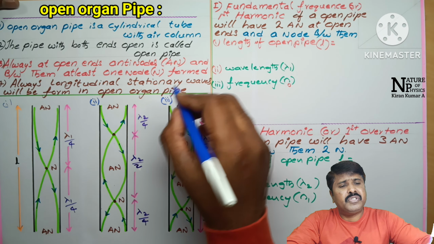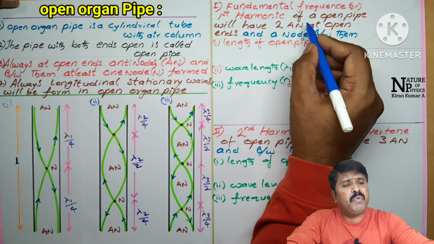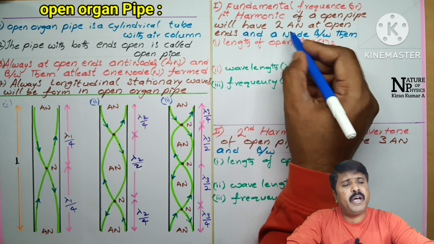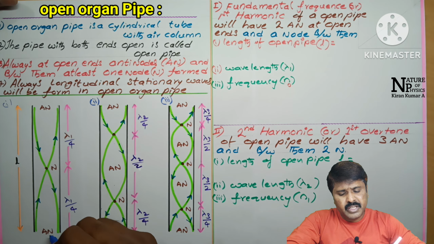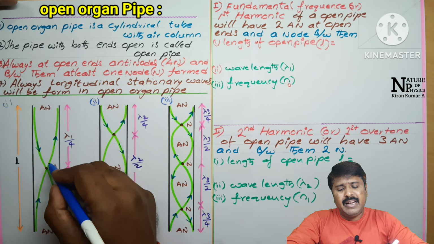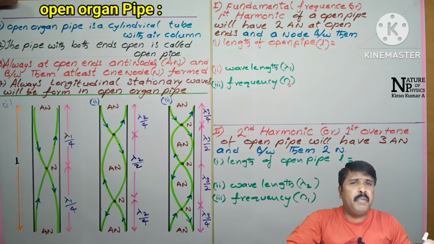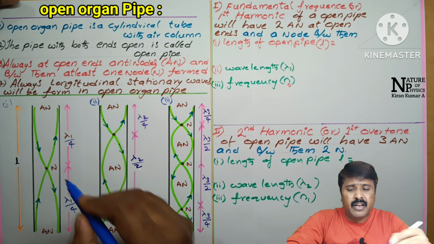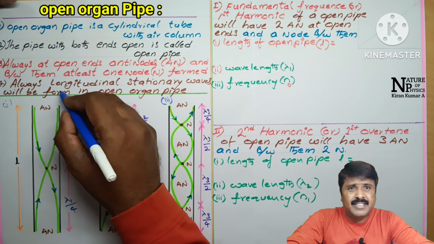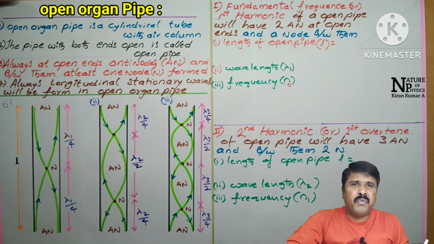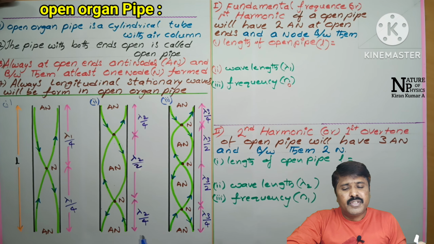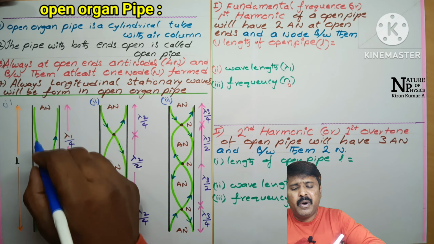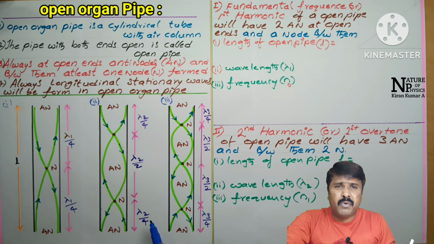See, first derivation: the fundamental frequency or first harmonic of an open pipe will have 2 antinodes at both open ends and at least one node formed between them, student. Notice that 2 antinodes are at the open ends, and between them at least one node will be formed. So the distance between the node and antinode is lambda divided by 4, student.